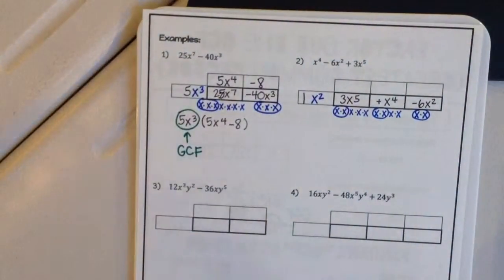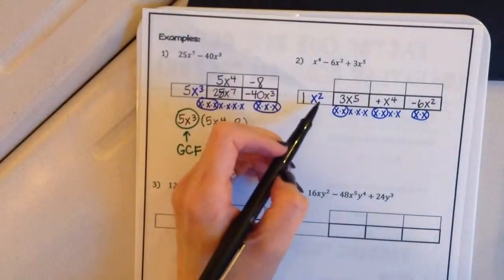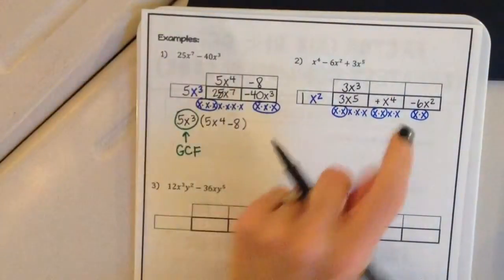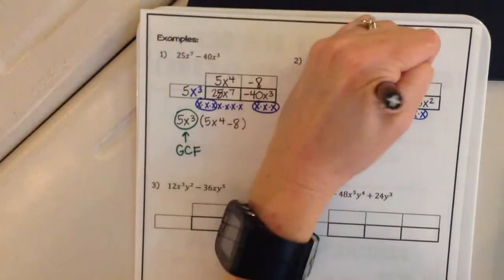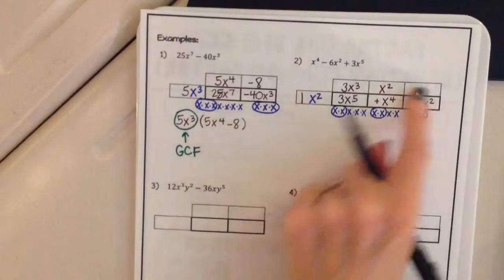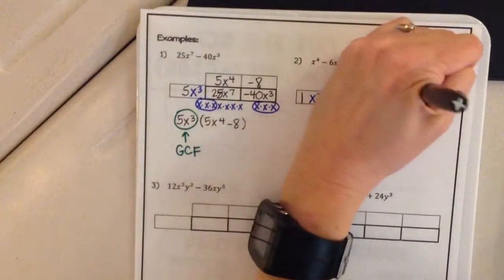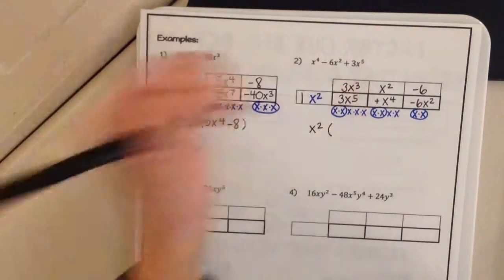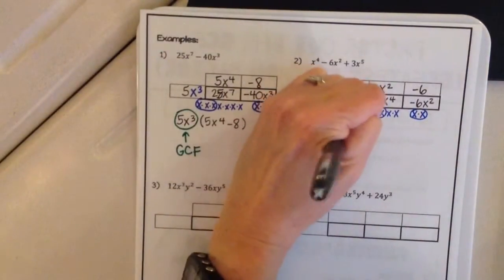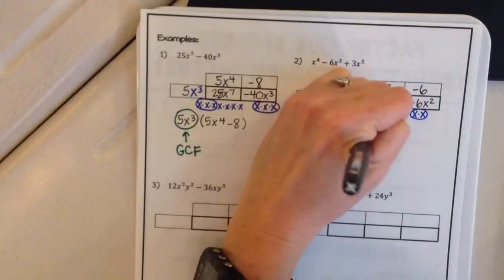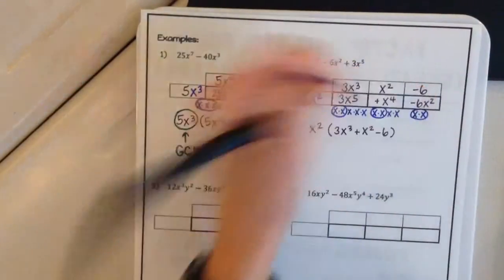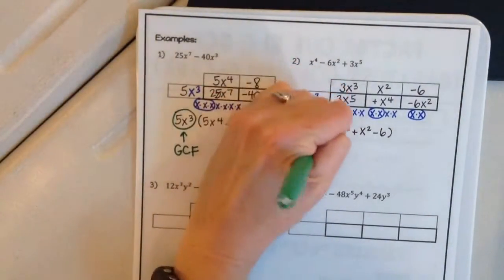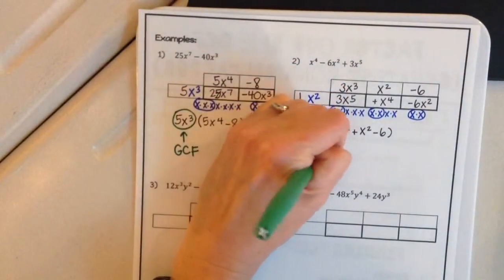So now I'm going to use my multiplication skills to see what I would need to multiply x squared by to get 3x to the fifth. It would be 3x to the third. What would I have to multiply x squared by to get x to the fourth? That would be x squared. And what would I multiply x squared by to get negative 6x squared? Negative 6. So here are my factors. I would multiply x squared times the trinomial 3x to the third plus x squared minus 6. And again, my GCF, my greatest common factor for all the terms, is x squared.